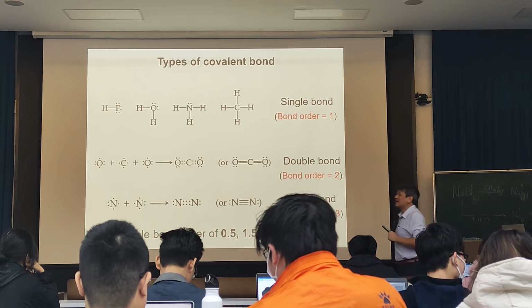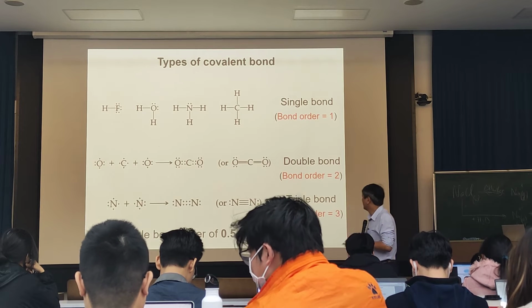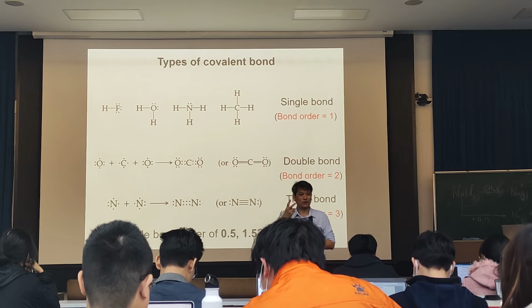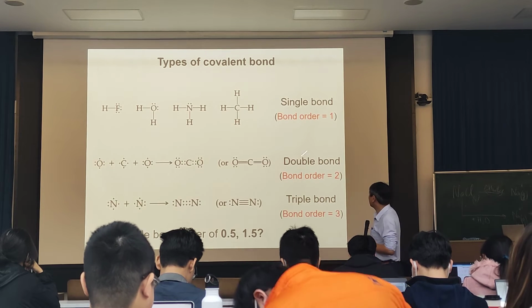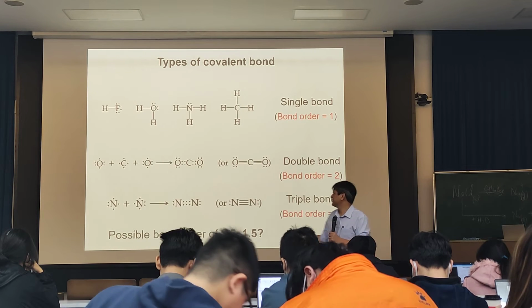Okay. Now we talk about different types of covalent bond. If you share only 2 electrons, then you have a single bond. And in that case, we call the bond order equal to 1.